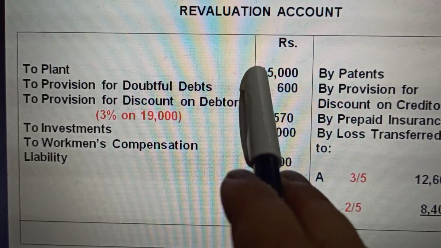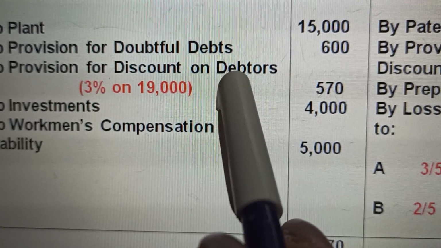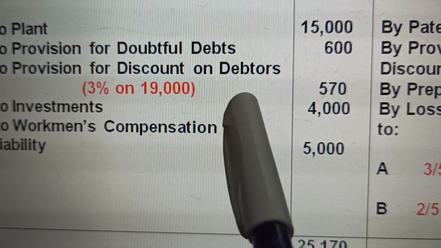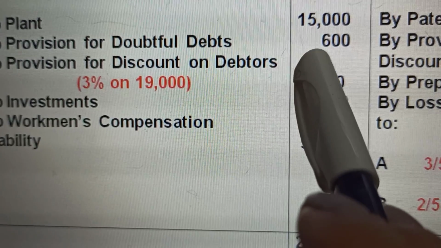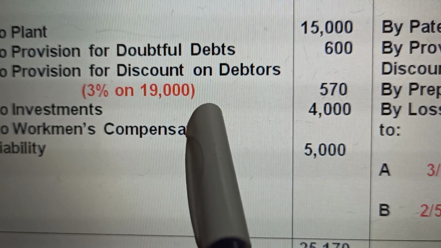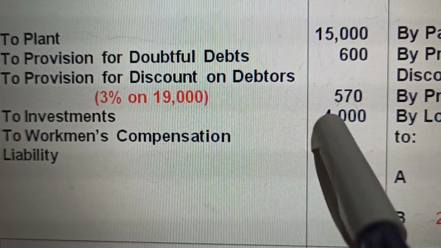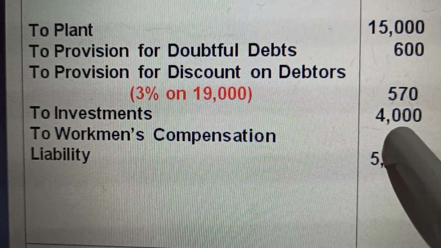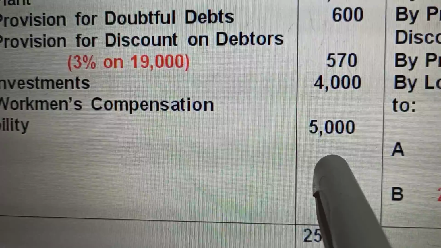The reduction in plant to be shown at 15,000, provision for doubtful debts 600, discount on debtors on the remaining 600, 3% on the remaining 19,000. 19,600 was the amount, 600 is a reduction, and on the remaining 19,000, 3% discount on debtors comes to 570. Reduction in investments, 20,000 instead of 16,000, it is 4,000 here. Workmen's compensation liability to be shown at 5,000.